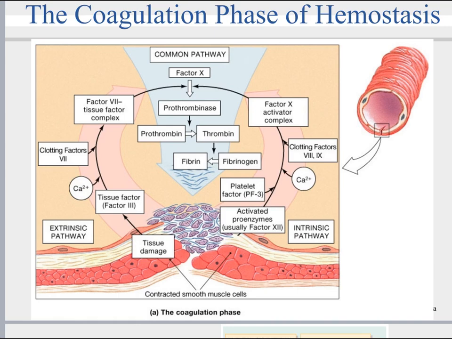Now, following that release, calcium and then factor 7, which is called proconvertin, which is activated by factor 3, are added, forming an enzyme complex. Now, this enzyme complex leads to the activation of factor 10. Now, factor 10 is also called Stewart-Prower factor.